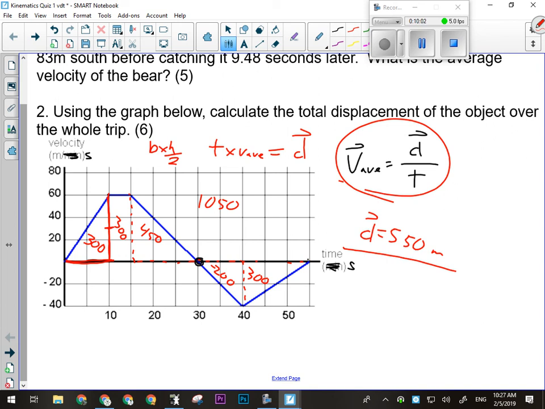Everybody okay with that one? Sorry. Because it didn't give us one, I would just say positive. We can't say north because it didn't specifically say north, but we did have positive and negative on the graph, so that's what we go with.